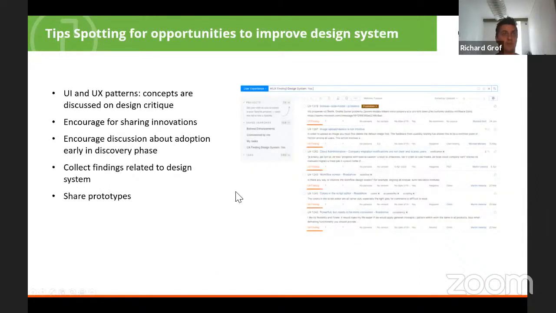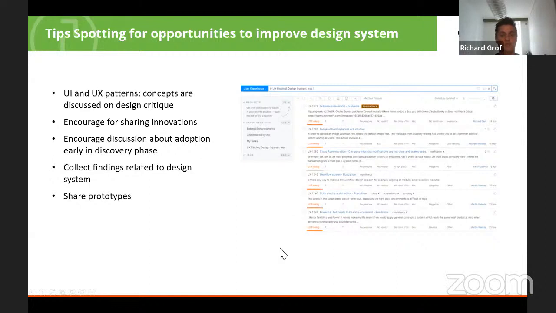So here are some tips for what we are trying to do in order to solve this problem. We have created a space in our content management system for UX findings with tagging for design system related issues. So when some user testing issue is related to a component or pattern, we will have a way to look at it and holistically fix it.